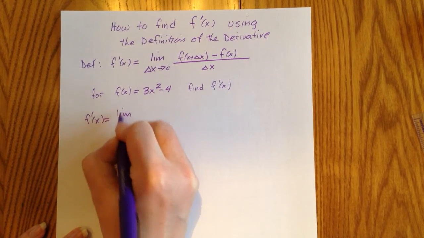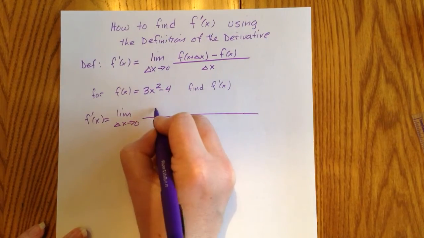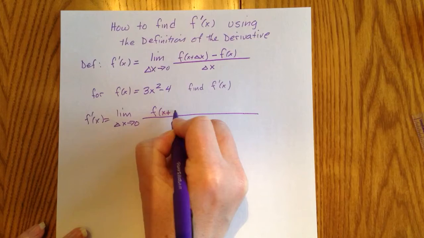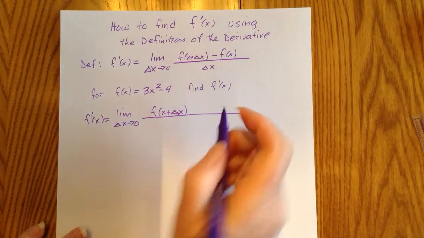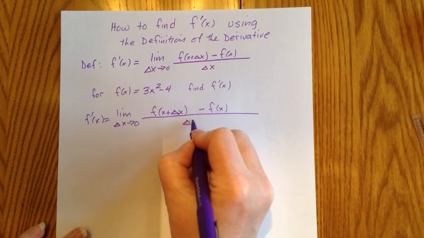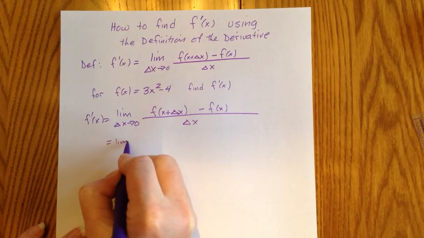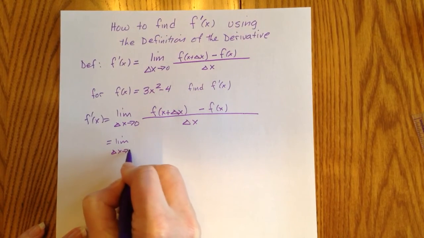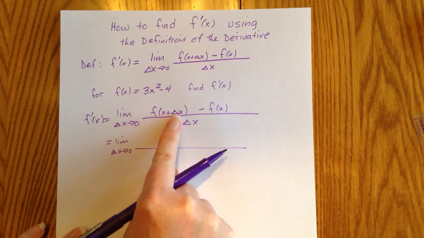Limit as delta x approaches 0. Mrs. Klein, do I have to write that every time? You do, until we actually let delta x go to 0. Yes. I don't want to. Suck it up. All right, so here's our definition. Limit as delta x approaches 0. First off, f of blah, blah, blah.